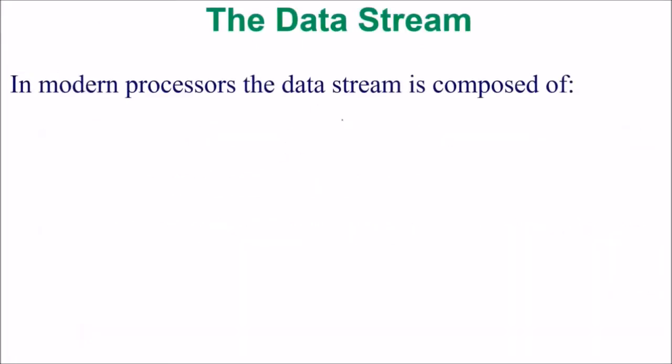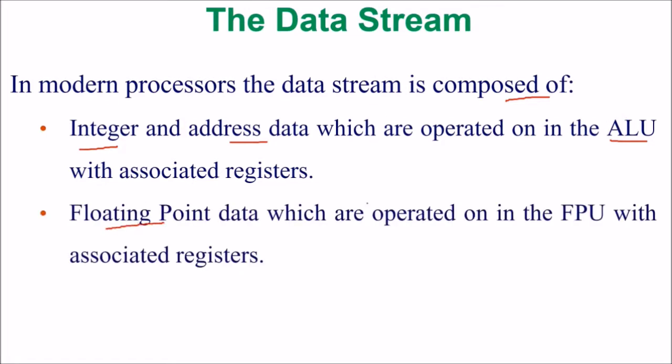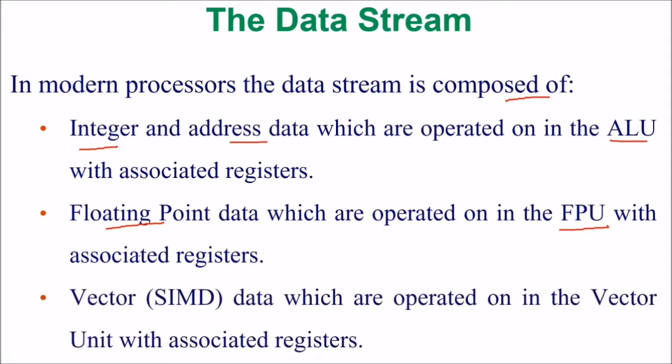In modern processors, the data stream is composed of, first, integer and address data, which are operated on in the ALU, arithmetic logic unit, with associated registers; floating point data, which are operated on in the FPU with associated registers; and vector data, that is SIMD, single instruction multiple data, which are operated on in the vector unit with associated registers. So integer and address data, ALU; floating point data, FPU; and vector data, vector unit.